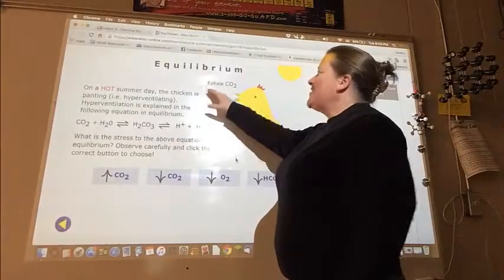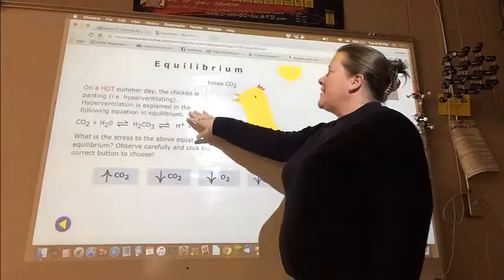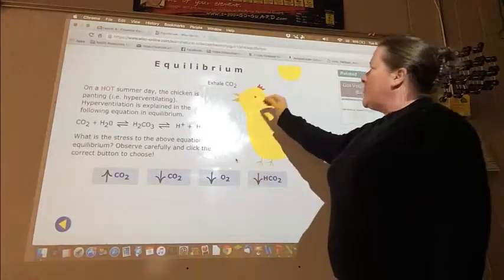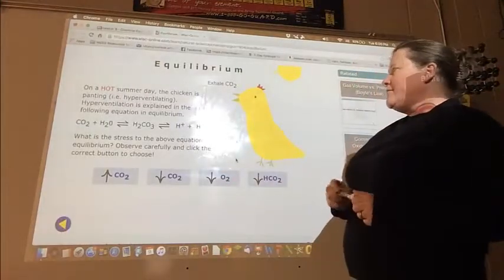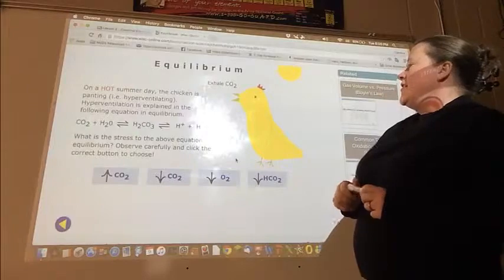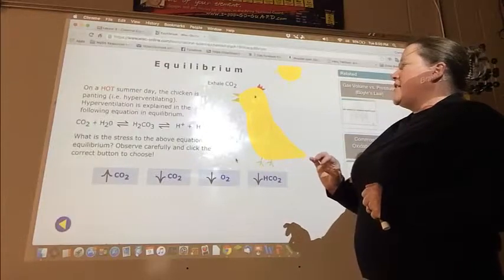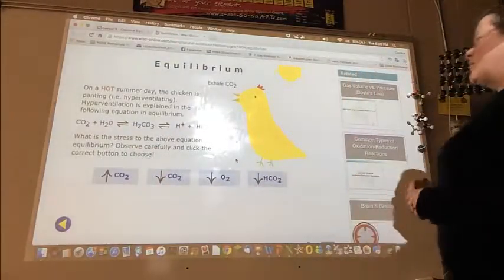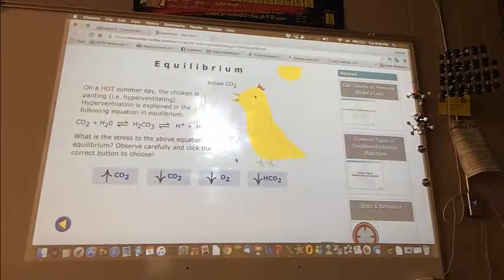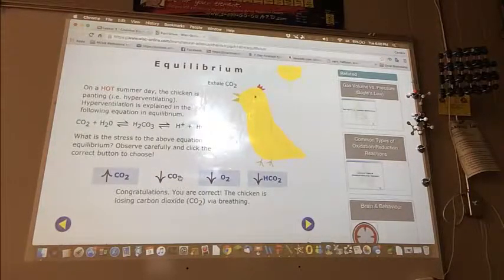So on a hot summer day, the chicken is panting, and the hyperventilation is explained in the following equation. So it's giving off a lot of carbon dioxide. So if the stress is that we're losing carbon dioxide, which of these arrows would we choose? Carbon dioxide is increasing, carbon dioxide is decreasing? Yep, all right. Congratulations, you are correct. The chicken is losing carbon dioxide via breathing.